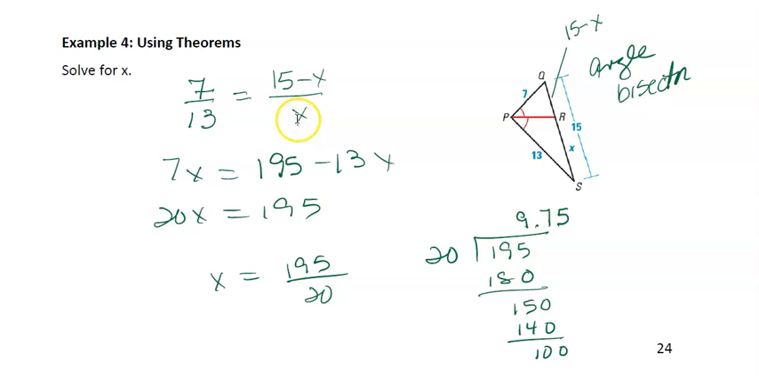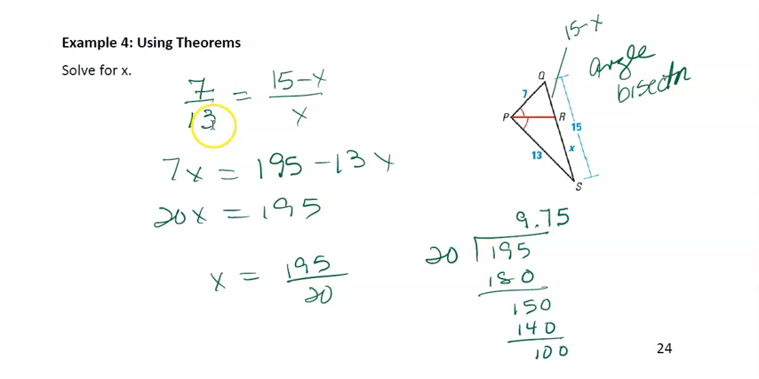Okay, you cannot cancel these x's. Doing that, you'd have to divide 15 by x, which doesn't help you at all. That would give you 15 over x minus 1, and that would be a nightmare. Do not cancel those x's. Instead, cross multiply. 7x equals, okay, 15 times 13 is 195.